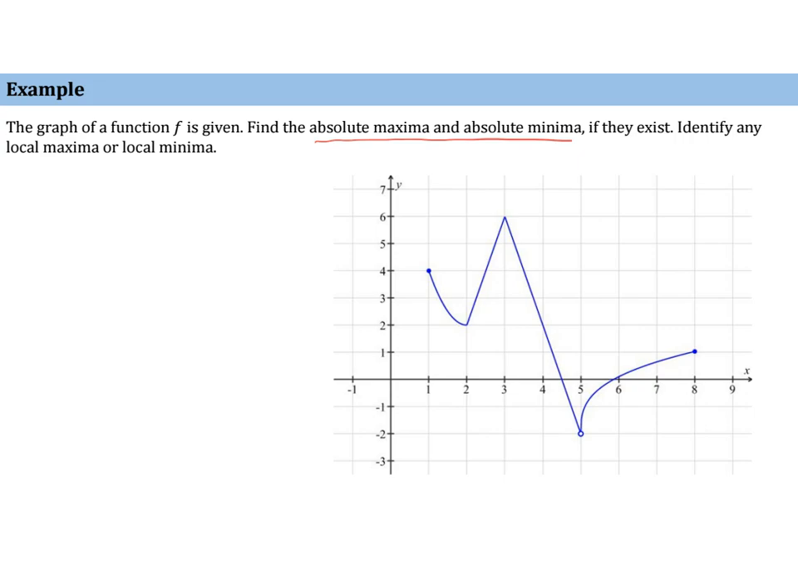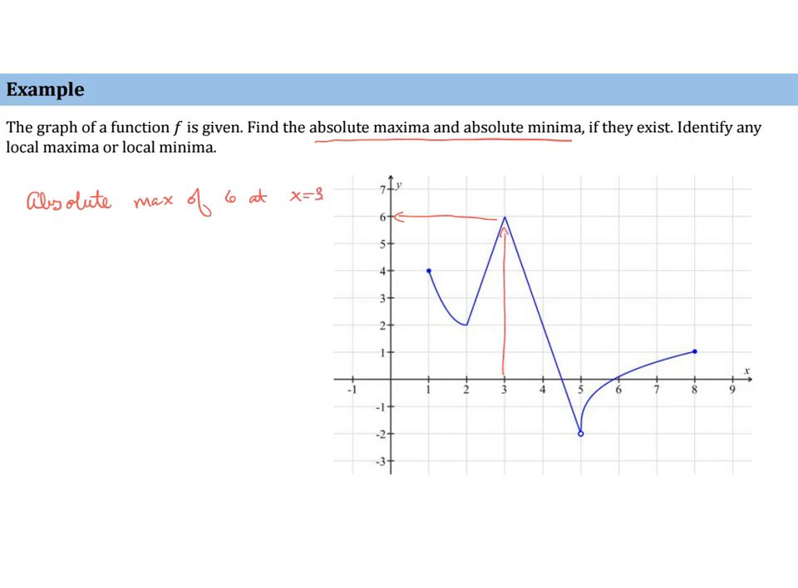So is there a point on this graph that is higher than all the others? So you'll notice as we move, the highest point is here. There is no other point on this curve that is higher than all the others. So we have an absolute maximum of, and then what is the value? What is the actual maximum? The maximum is 6, and it's at what x value? It's at 3.